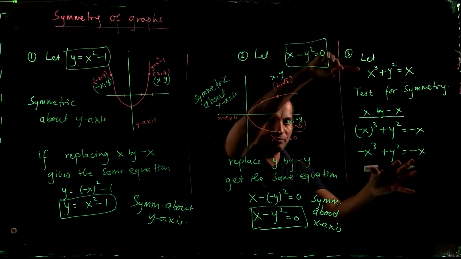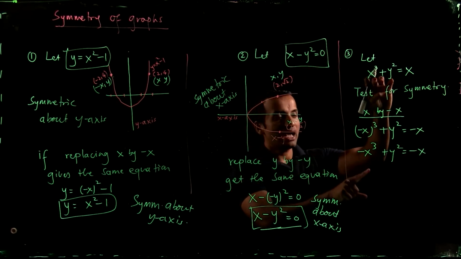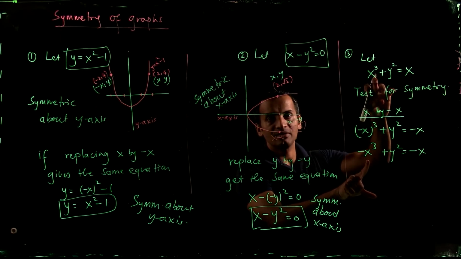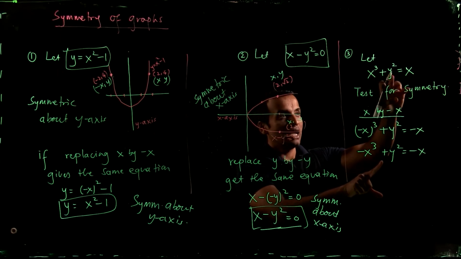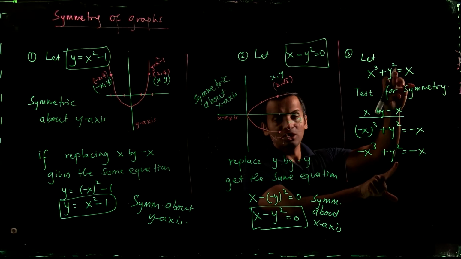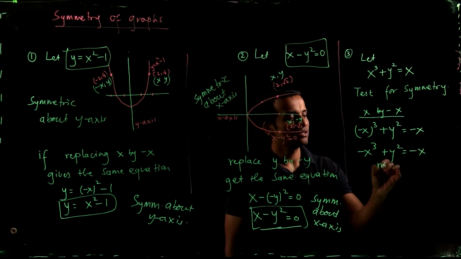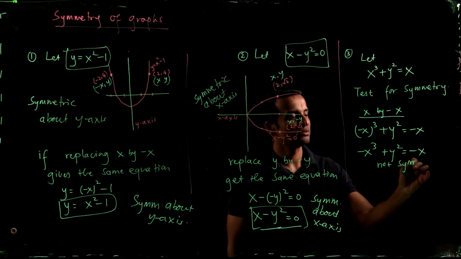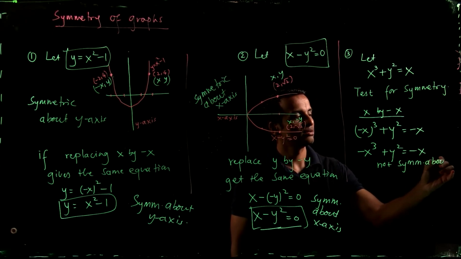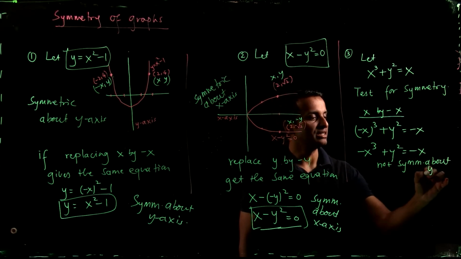Is this the same as that one? Let's see. x cubed and x cubed have different signs, and y squared have the same sign. So these two equations are not the same. So it is not symmetric about y-axis.